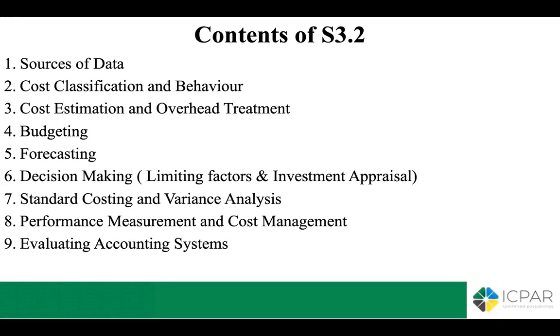Chapter 7, we have standard costing and variance analysis. So under standard costing, a standard is basically a planned unit cost of a product or a service. Now, standard costs are normally calculated by preparing what we call a standard cost card. A standard cost card is just basically a document that shows the standard cost of one product.